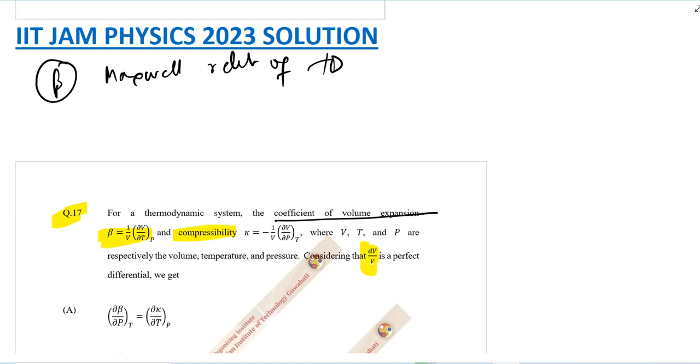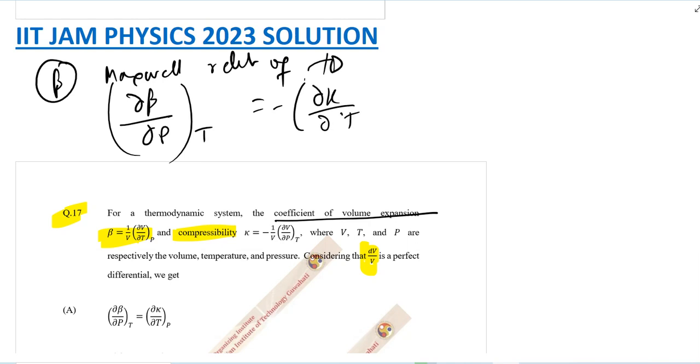Okay, so यहाँ पर मैं del beta del P at constant T is equal to minus del K del T at constant P. So this equation means that the partial derivative of beta with respect to pressure at constant temperature is equal to the negative of the partial derivative of K with respect to temperature at constant pressure.